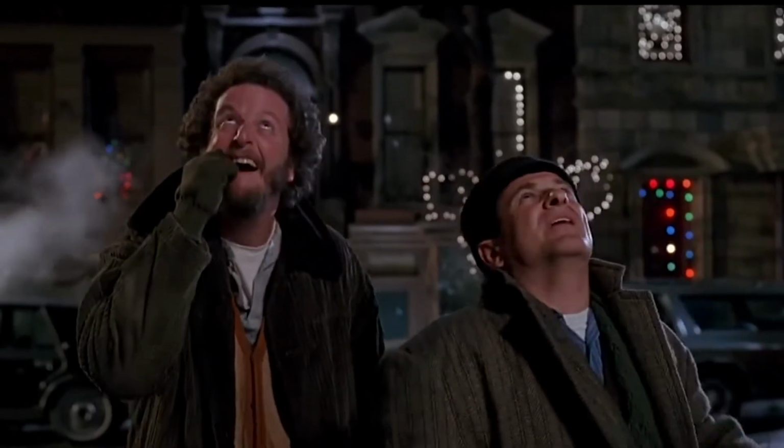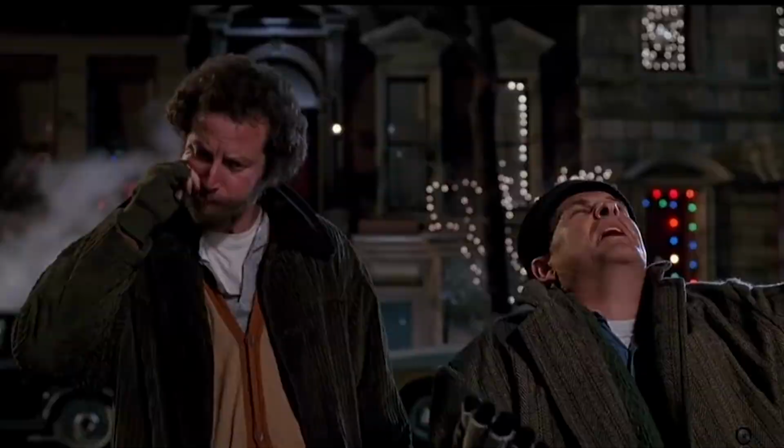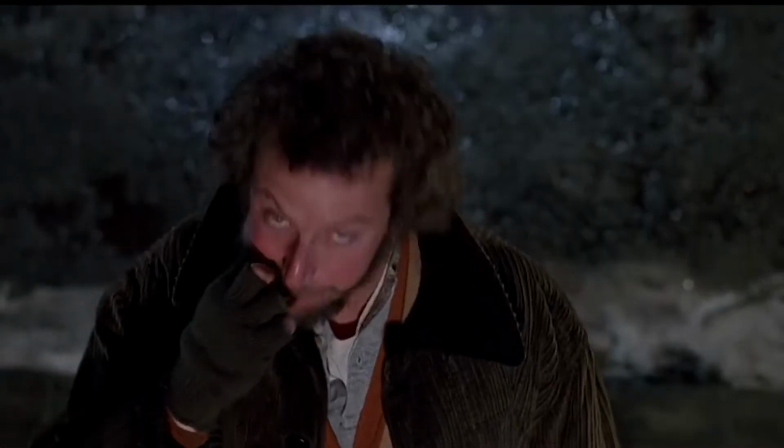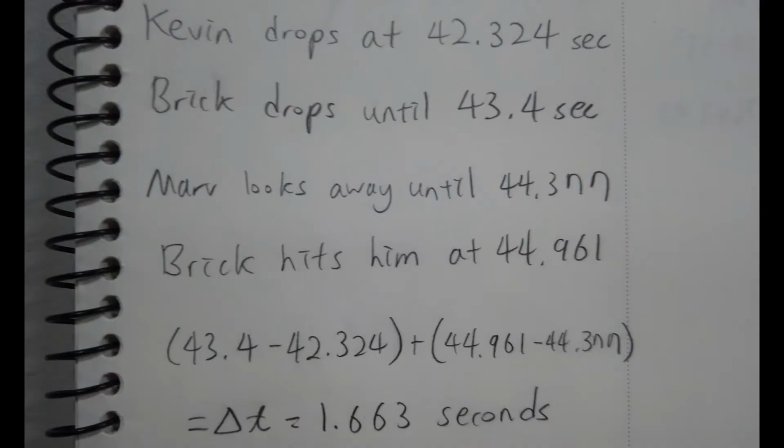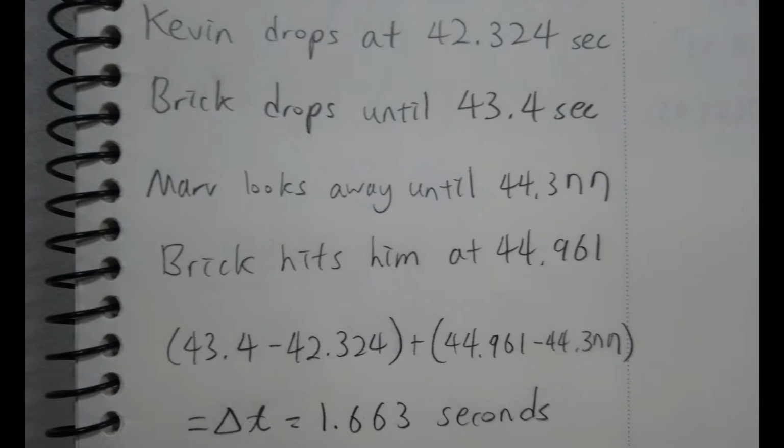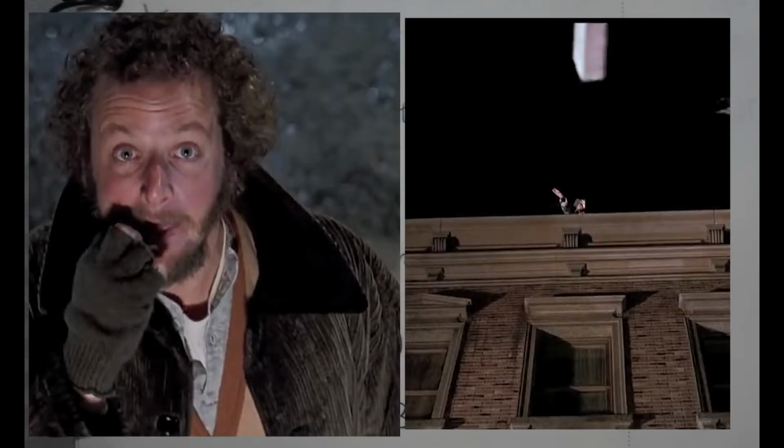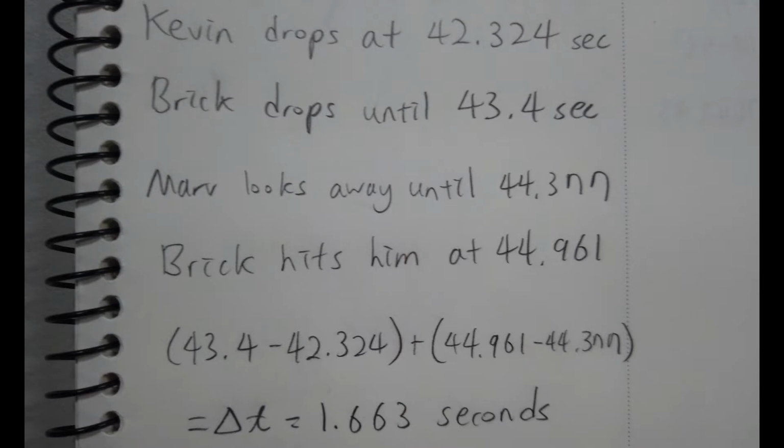Here we have Kevin dropping a brick from the roof of a 5-story building and hitting Marv right in the face. Now, it does take common sense to know that this scene is unrealistic, but I will prove that by using physics. Will Marv really be fine after getting hit by the brick? Or would he get injured? Kevin drops the brick at 42.324 and the brick lands at 44.961 seconds in the video, but the point of view changes from Marv to the brick, so the actual time that the brick fell was 1.663 seconds.